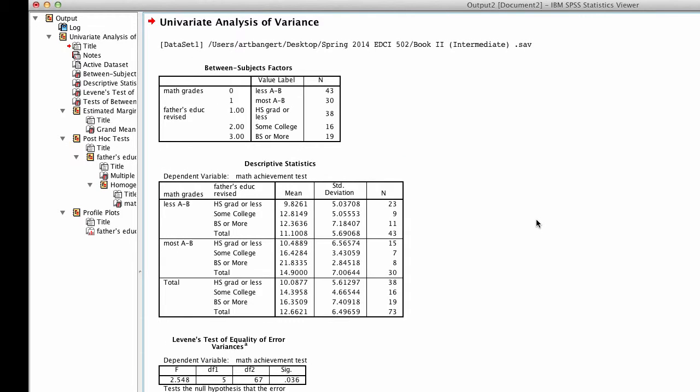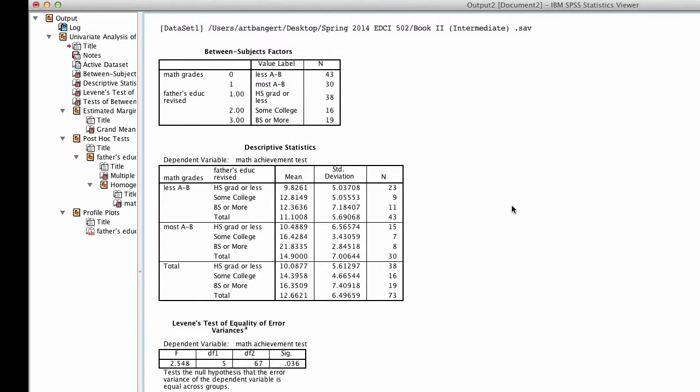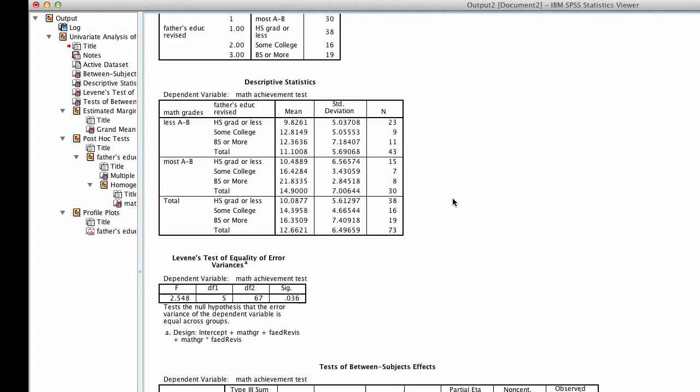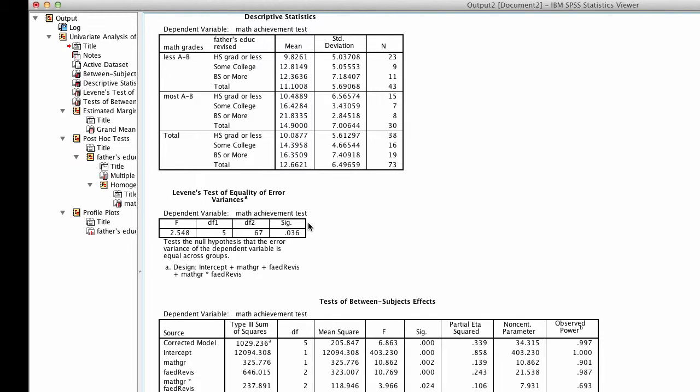So you can see we get our output, and make sure again that you check that you have the correct number of students with less than A or B and mostly A or B, which agrees with your spreadsheet data, as well as the correct number of students whose fathers had the differing education levels. Notice we get the means and the standard deviations. We get our Levene's test.